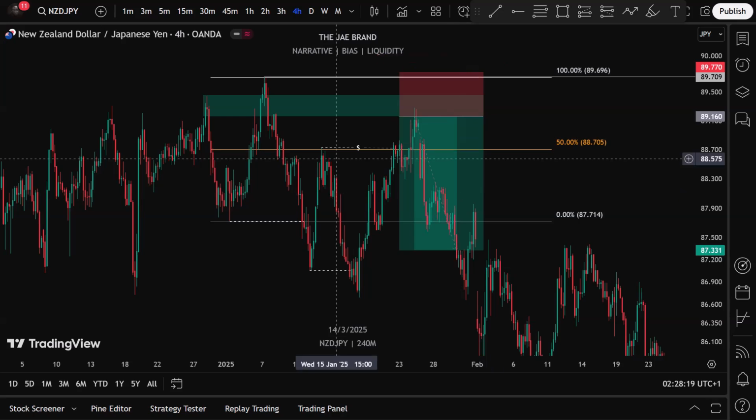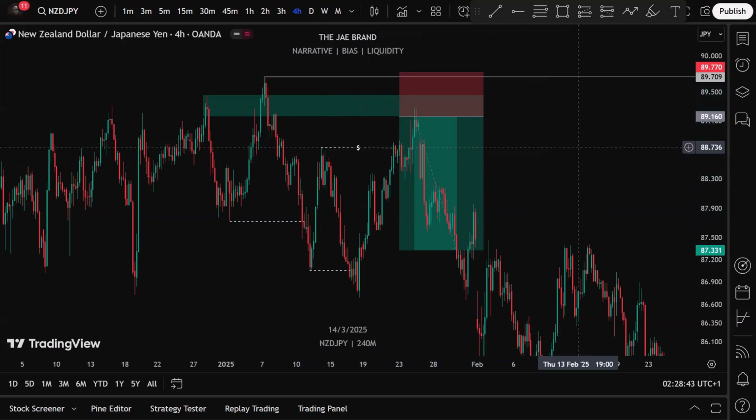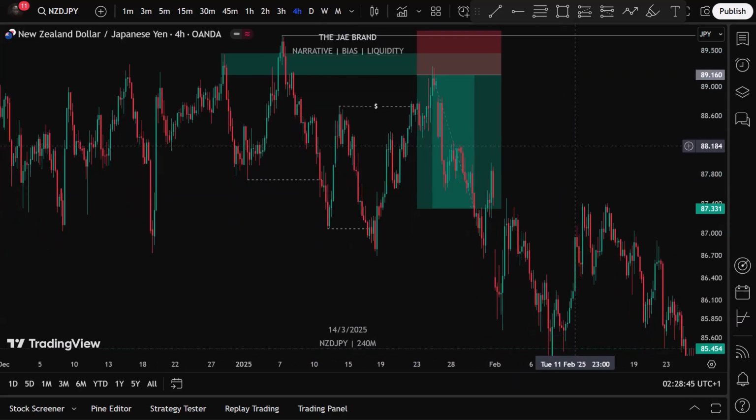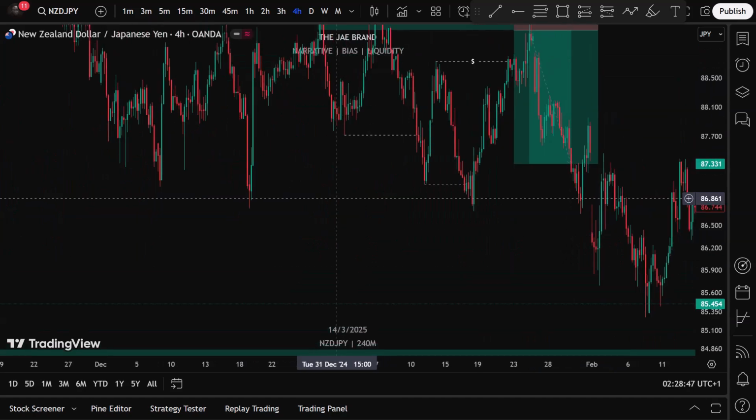Okay, so your FIB level, your structural liquidity should always be above the 50% area for a sell model. Then for a buy model, it must be below the 50% area for buy opportunities. Okay, this is how to validate your structural liquidity. So it's pretty simple.